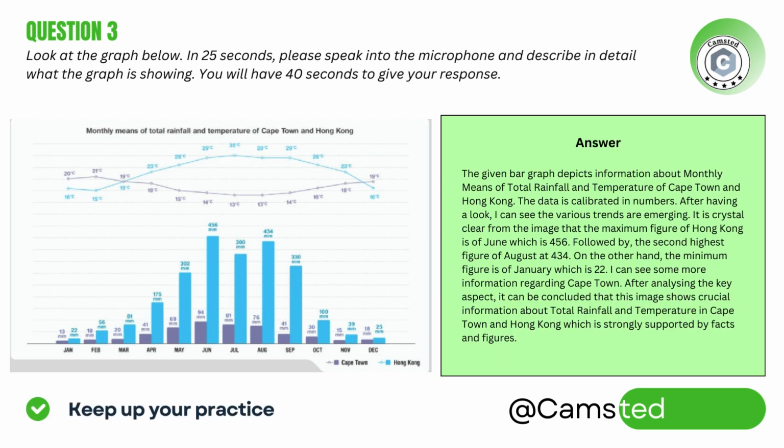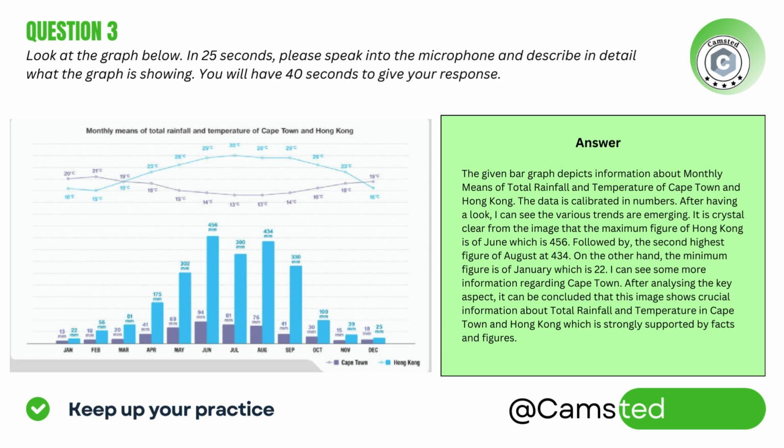The given bar graph depicts information about monthly means of total rainfall and temperature of Cape Town and Hong Kong. After having a look, I can see the various trends are emerging. It is clear from the image that the maximum figure of Hong Kong is of June, which is 456. Followed by, the second highest figure of August at 434. On the other hand, the minimum figure is of January, which is 22.